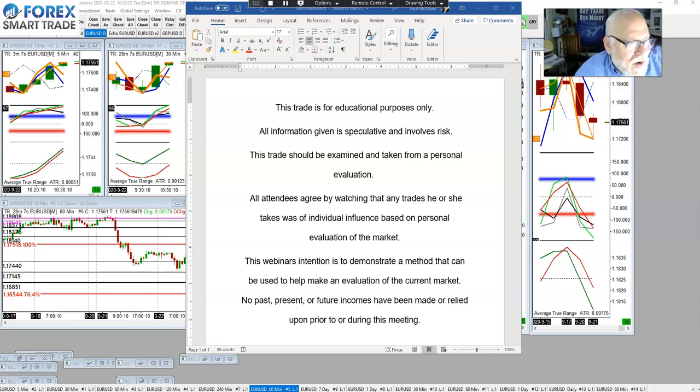Let's start with our disclosure. Trade is for educational purposes only. All information given is speculative and involves risk. This trade should be examined and taken from a personal evaluation. All attendees agree that by watching, any trades he or she takes are of individual influence based on their own personal evaluation of the market. The webinar's intention is to demonstrate a method that can be used to help make an evaluation of the current market. No past, present, or future incomes have been made or relied upon prior to or during this meeting.